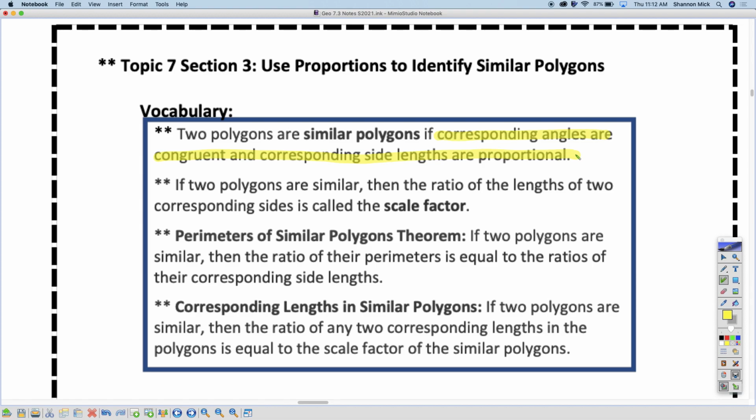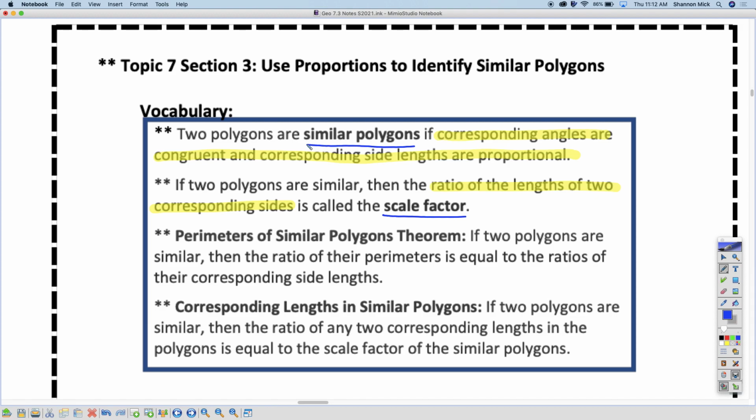If two polygons are similar, then the ratio of the lengths of two corresponding sides is called your scale factor. So scale factor is the ratio of the lengths of two corresponding sides. And that goes the other way. If corresponding sides are proportional, then the polygons are similar. Got that?